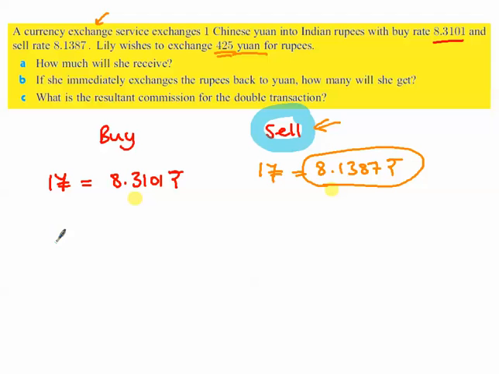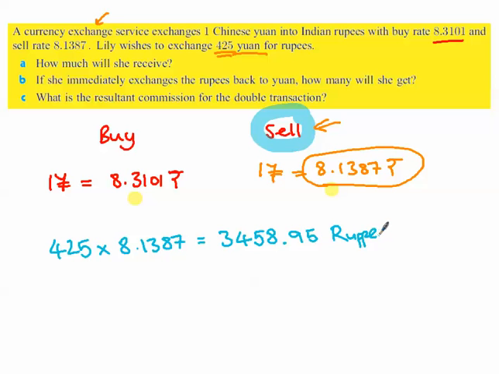So we have to do 425. Every one of these, I'm going to get that many rupees, so I'm going to have to multiply that by 8.1387, which will roughly get you 3,458.95 rupees. That's how many rupees you're going to get. So remember, that's using the sell rate.